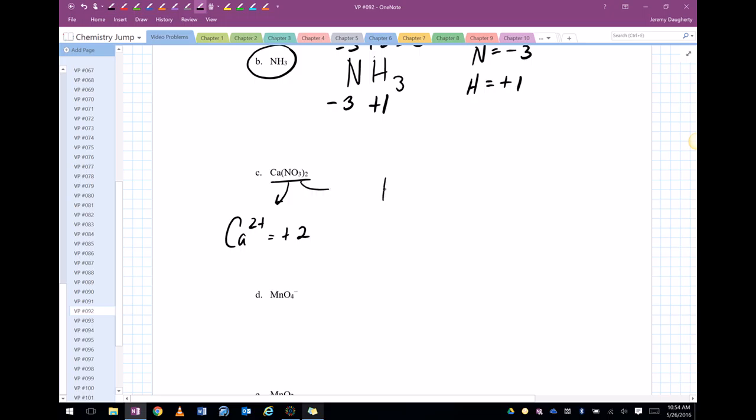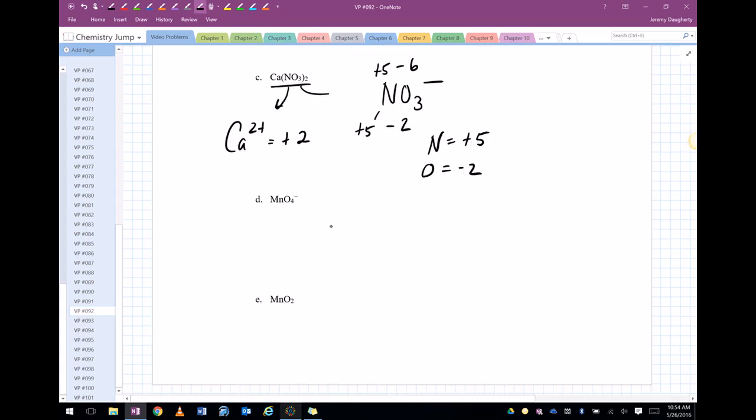And then we have nitrate. So here's nitrate. It's NO3. Has a negative one charge. What that means is the nitrogen plus the oxygen has to add up to be negative one. Oxygen is almost always negative two, except when it's with fluorine. There are some other exceptions, but we're not worried about those right now. So that means that I have three of those negative twos, so it's negative six, which means that nitrogen has to be positive five. So I can say the oxidation state of nitrogen is positive five, oxygen is negative 2.